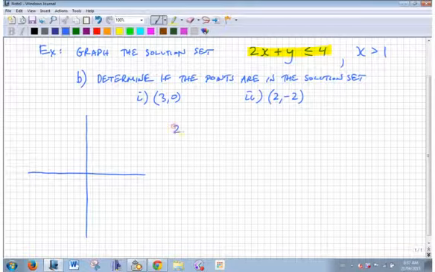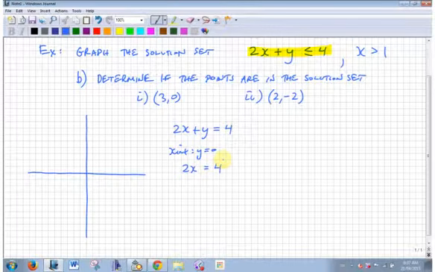So that one, 2x plus y, just make it an equal. I want to know where that line is. I want to go back to grade 10. How do I do that? Let's find an x-intercept. That's where y is 0. 2x plus 0 is 4. Solve that for x. Divide by 2, so the x-intercept is 2, which is coordinates (2, 0).